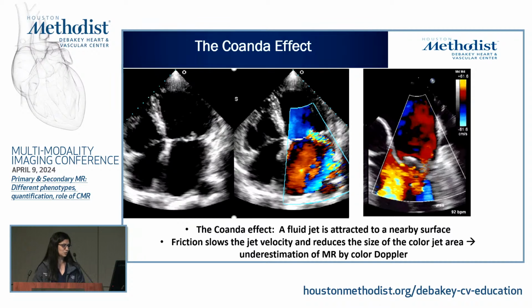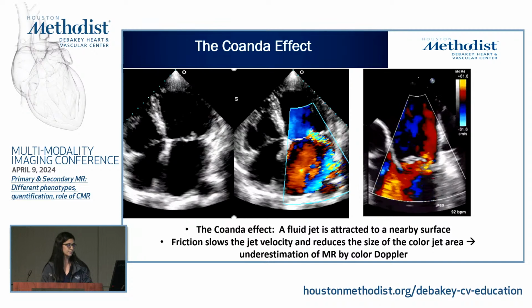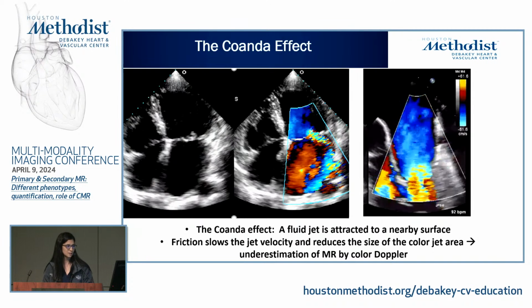The Coanda effect, or when you have wall-hugging jets, relies on the principle that when a fluid jet is attracted to a nearby surface, friction will slow down your velocity. And when you slow down the velocity, remember color Doppler is a velocity map, then the color jet will appear smaller than what you would expect of a central jet. So if you see an eccentric wall-hugging jet, just looking at your color Doppler will underestimate MR if you're only relying on your color Doppler. So always make sure that you're looking at other parameters when you see wall-hugging jets, as in this case.